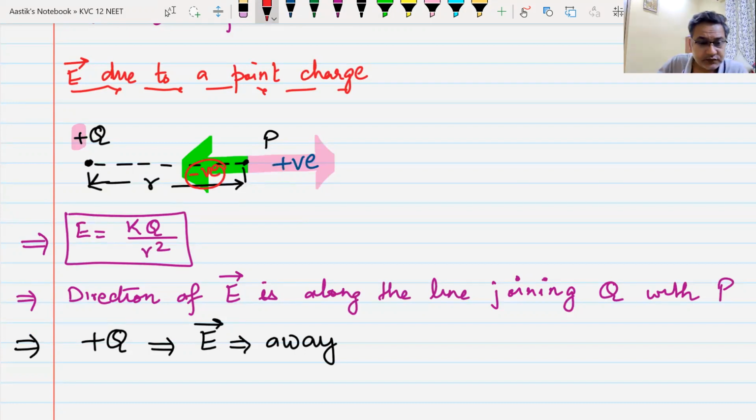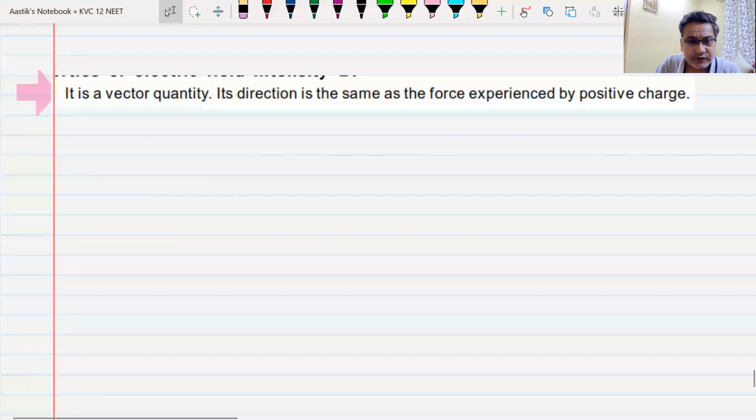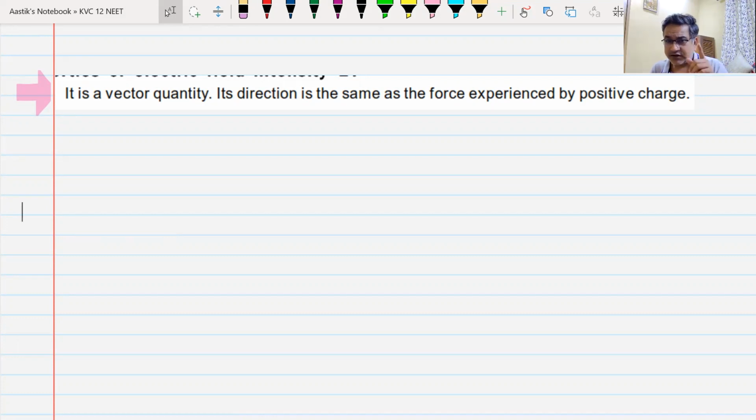Note this down. I'll give you a few points and then we can call this class off. Special points about electric field intensity E. Have you noted this point? Done, sir. Again, it's a revision of what we have done. The first point: electric field intensity is what type of quantity? It's a vector quantity. Positive charge will always experience force in the same direction. Do we understand this? Yes, sir.